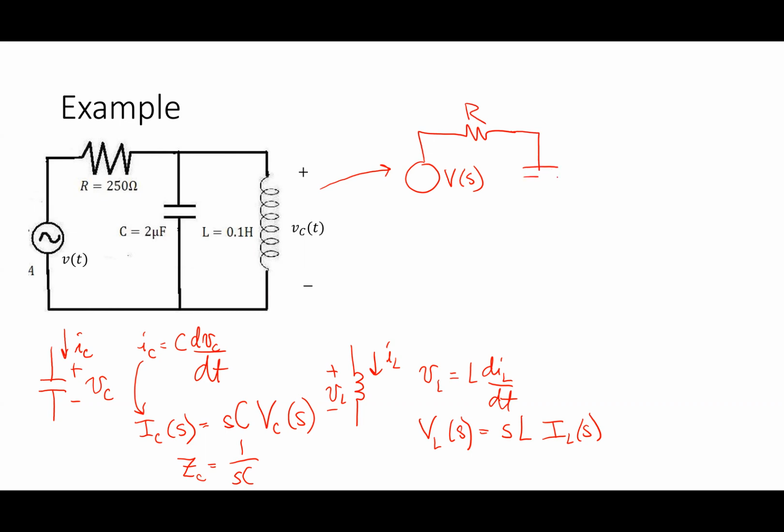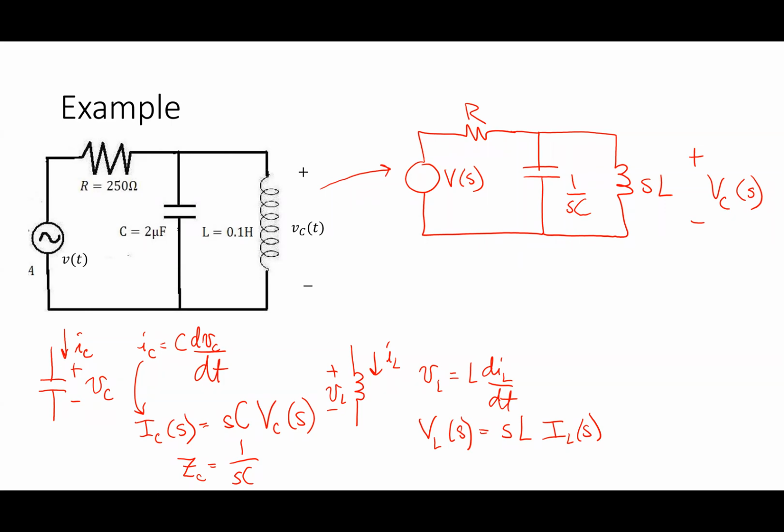I have C. What do I replace C with here? 1 over sC. Yeah, 1 over sC. And then I have sL for this guy. Okay, like that. And I want to solve for the capacitor voltage, although technically it's also the inductor voltage. I'm just going to call it V sub C of s.